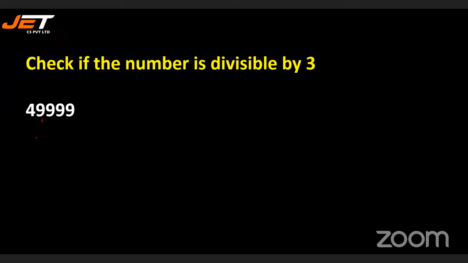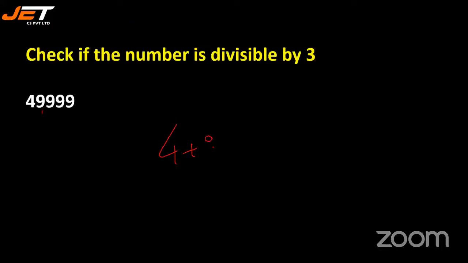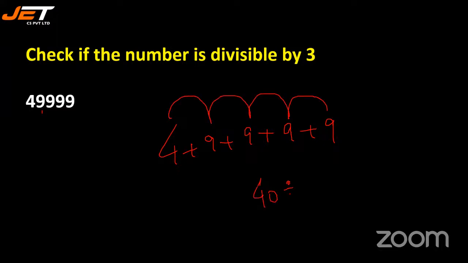So here we are going to do the same. Here it's 4 plus 9 plus 9 plus 9 plus 9. 9 plus 9 is 18, 27, 36. 36 plus 4 is 40. Is 40 exactly divisible by 3? No, it is not exactly divisible by 3. That means 49,999 is also not divisible by 3.